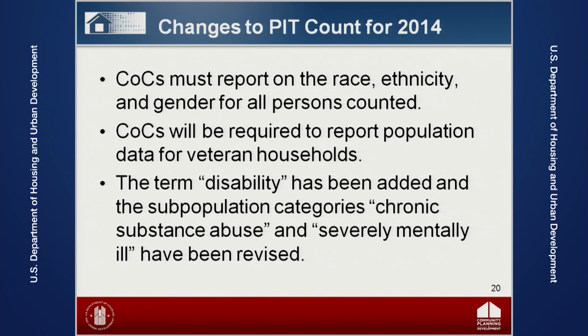In 2014, CoCs must collect data on and report the gender, race, and ethnicity for all sheltered and unsheltered persons. CoCs must also collect population data on veterans and their households, including gender, race, and ethnicity data for veterans. Because CoCs will be reporting more detailed data on veteran households, the count of veterans as part of the subpopulation requirements has been removed. The term disability has been added to Appendix B of the notice, and the subpopulation categories for chronic substance abuse and severely mentally ill have been revised. These changes have been made to ensure consistency between terminology for PIT count purposes.